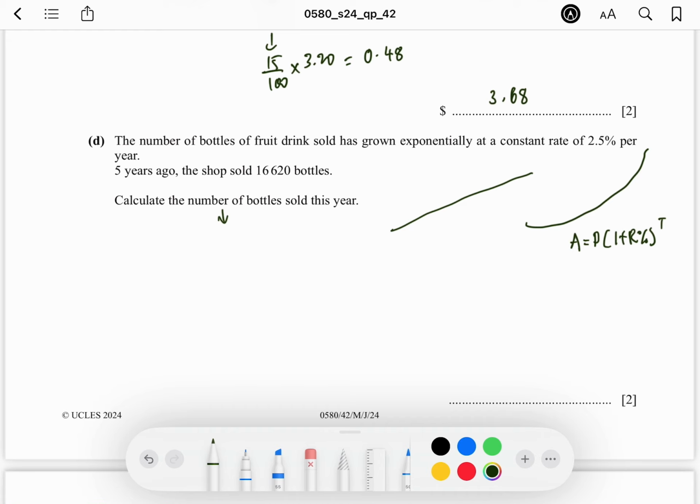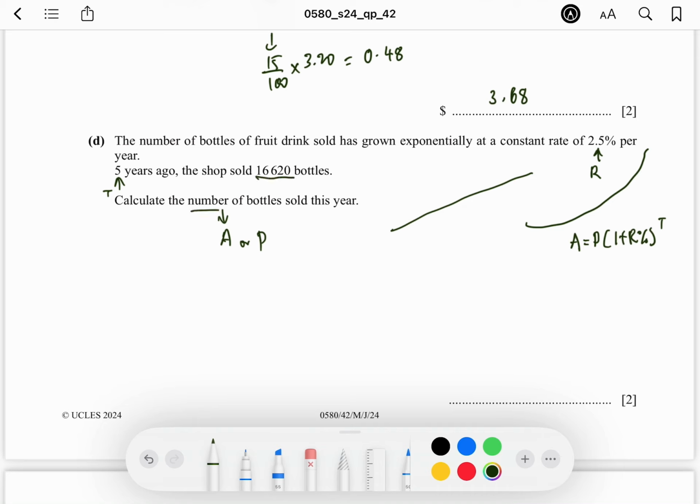Tapi kalau formula ni, A sama P adalah in dollars. Okay? But we can still apply sini. So the amount tu is what we get all together at the end. So actually the number of bottles ni is actually A or P. Kita tahu definitely ini is R. Kita tahu this one definitely is T.